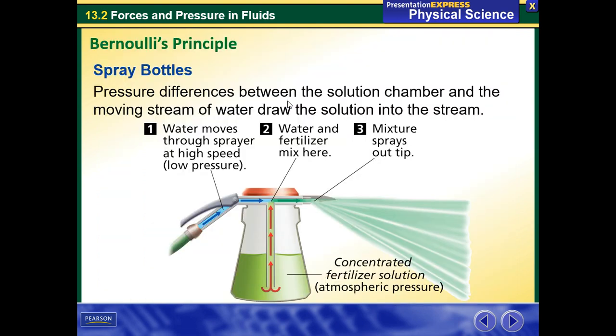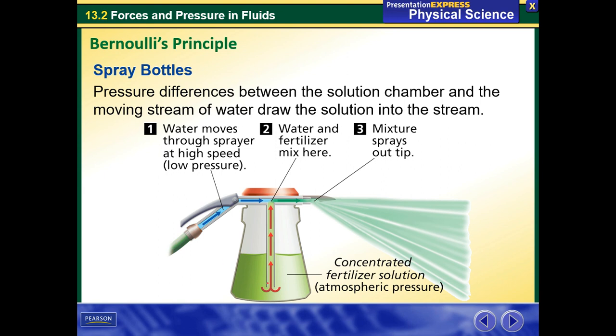The last example we're going to use is spray bottles. So if you've ever used fertilizer or anything like that that you have to hook up to a hose, pressure differences are created to draw that fluid out of the bottle and connect with the water from the hose and then spray out.